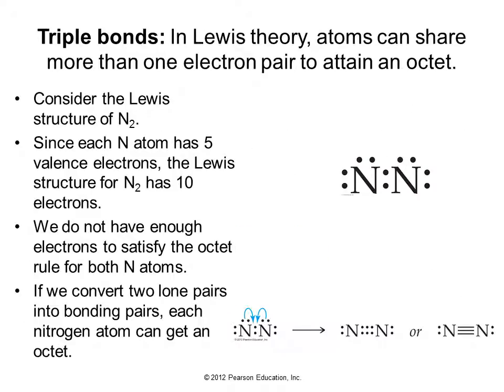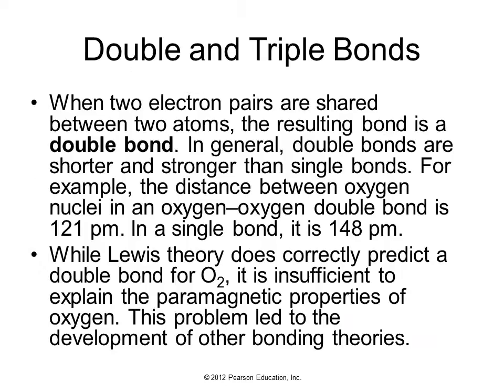Triple bond, the same thing can happen. For instance, nitrogen, each nitrogen has 5, giving you 10, and here we have represented the 10 electrons, but you notice that there's only 6 around each one, so we need to in fact move a pair in from each atom to create a triple bond. Then each atom has an octet: here's the octet for this nitrogen, here's the octet for this nitrogen, and so we have a triple bond in the nitrogen molecule.